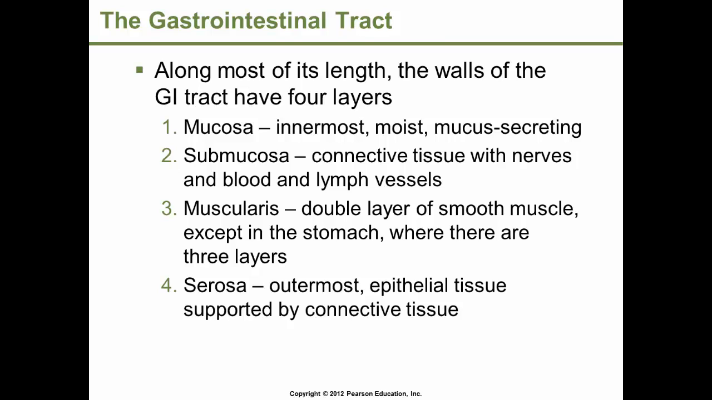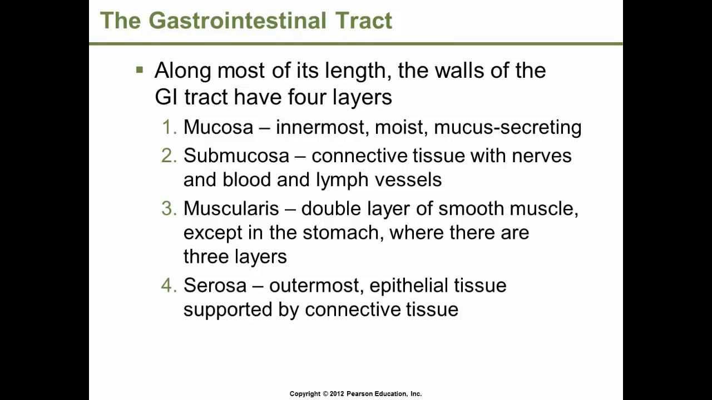Below the mucosa is the submucosa. It's connective tissue with nerves and blood and lymph vessels. The muscularis is a muscular layer. It's a double layer of smooth muscle, except in the stomach where there are 3 layers.